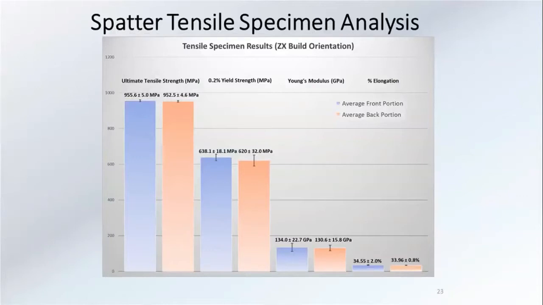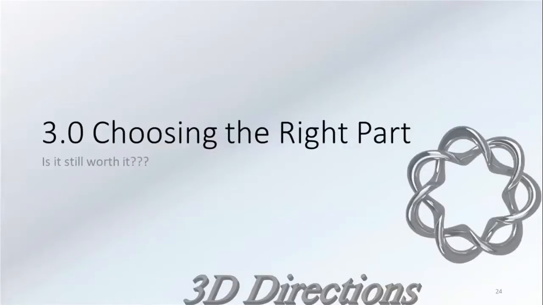Tensile testing: if you do it the correct way, where you hit it with the spatter, you recoat and then you laser, you have pretty much the same tensile results across the board. So this is what you should do instead of the worst case scenario. So let's go through choosing some of the right parts, now that you have this background.